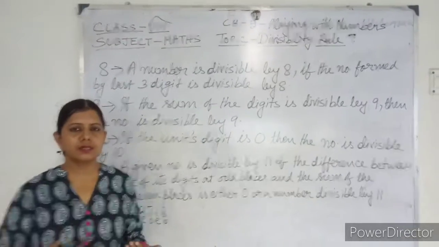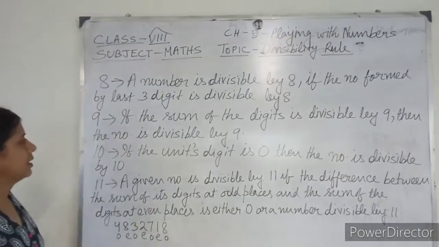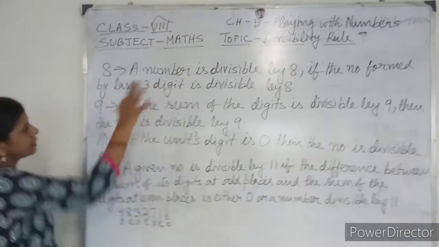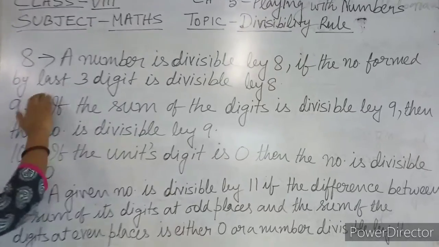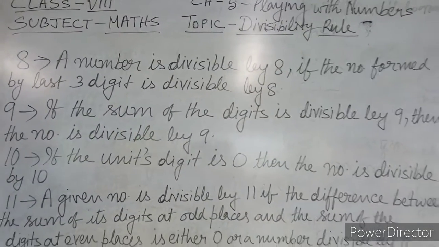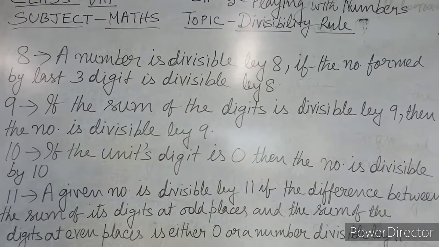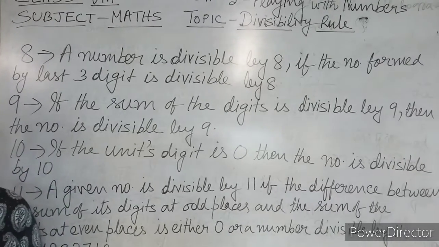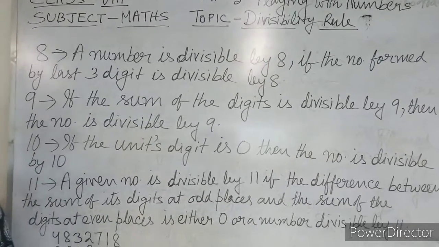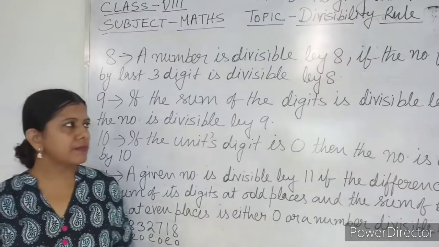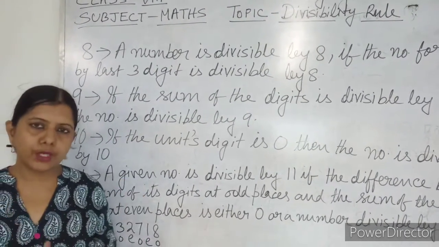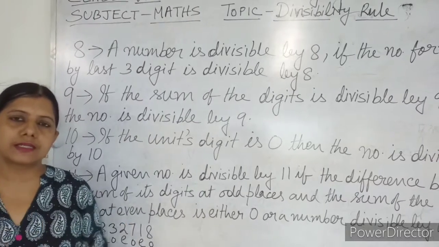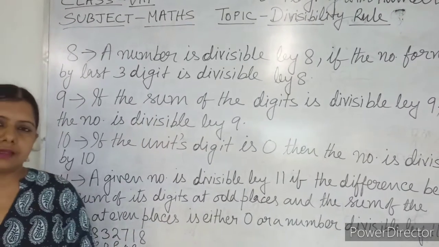We are going to discuss the divisibility rule of 8. So what is the rule? A number is divisible by 8 if the number formed by the last 3 digits is divisible by 8. That means this rule is not applicable for a number formed by only 3 digits. If a number has more than 3 digits, whether it is a 4 digit number, 5 digit number or 6 digit number, then only can I apply the rule.